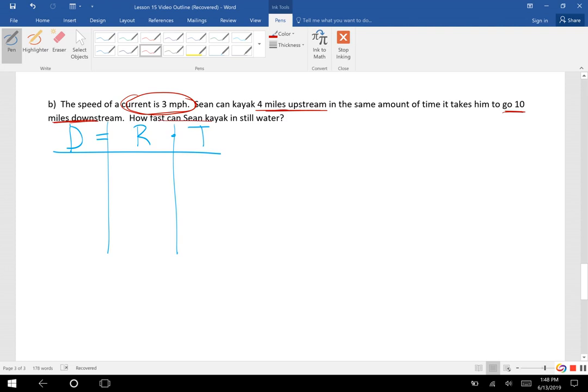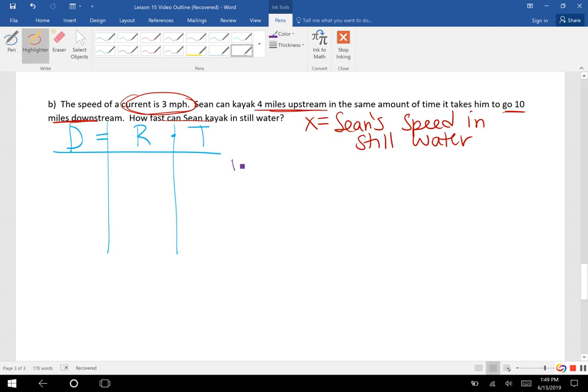So the thing we're solving for, the x, is going to be Sean's speed in still water, or Sean's speed without the current. So we've got two cases, the upstream and the downstream case. Let's see if we can complete our table for those two cases. So it says 4 miles upstream, and then we know 10 miles downstream.